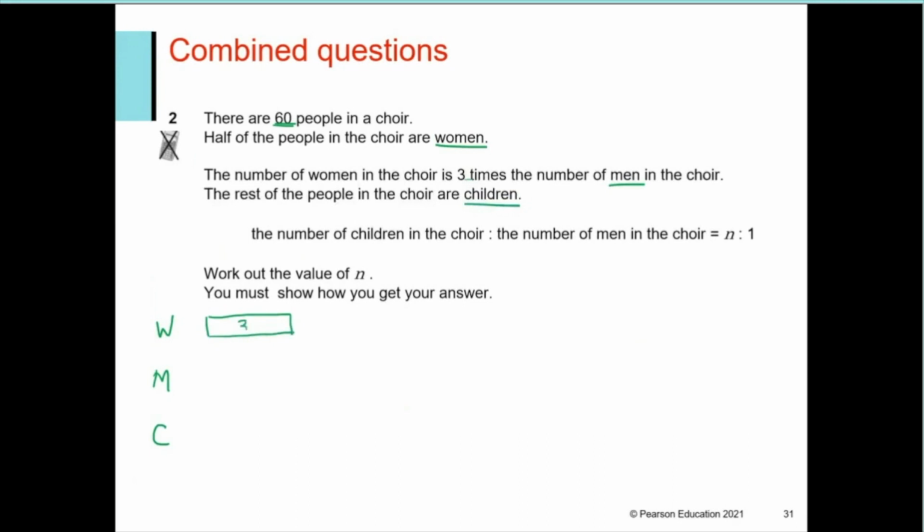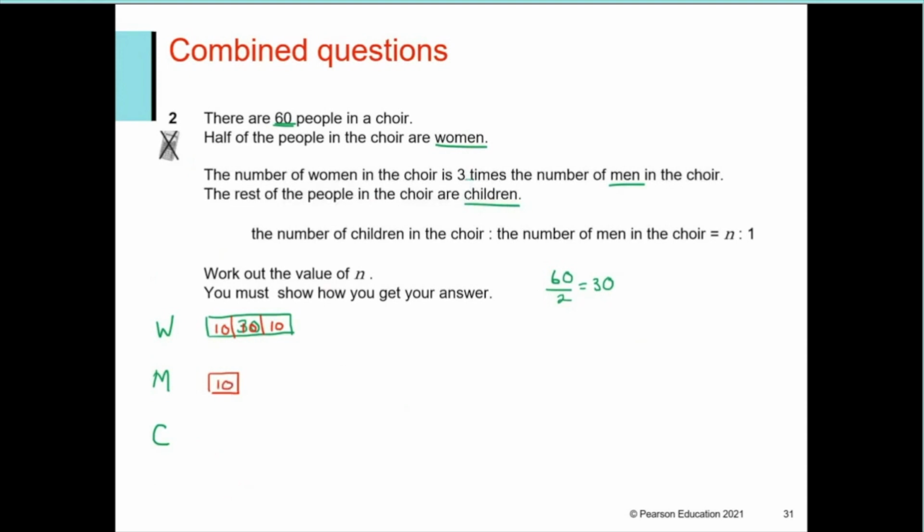And I know that that box represents 30. Okay, if I was being correct, I should also do 60 divided by 2 is 30 to show where I've got that from. The number of women is 3 times the number of the men in the choir. Okay, so now I'm starting to think about my bars, right? So this box, I'm going to split this into 3. And that's the men. So I know that each one of those boxes is worth 10. So the men's worth 10.